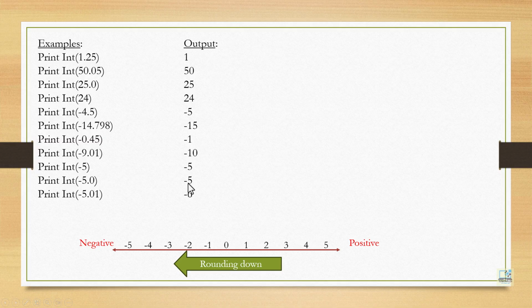Okay, so it will not change the value if the fractional part of the number is not significant. Like in this example, minus 5, there is no fractional part, so the same number will return. In minus 5.0, the fractional part is 0.0, which has no significance, so the same number will return. But if you do minus 5.01, that 1 is creating the significance in the fractional part. So it will do the rounding down, and minus 5.01 will become minus 6.